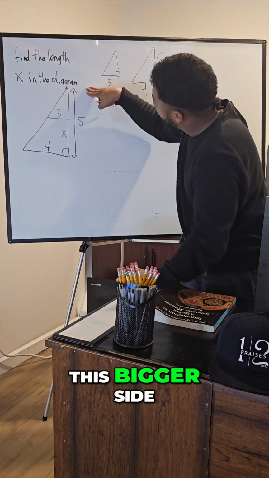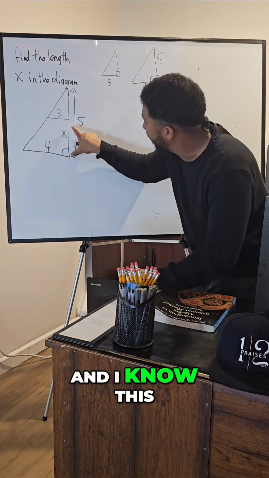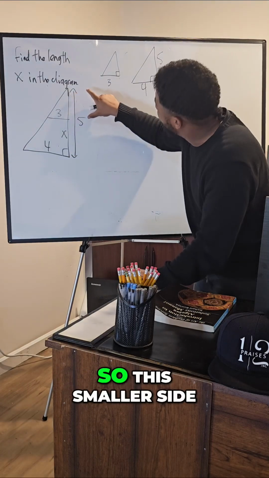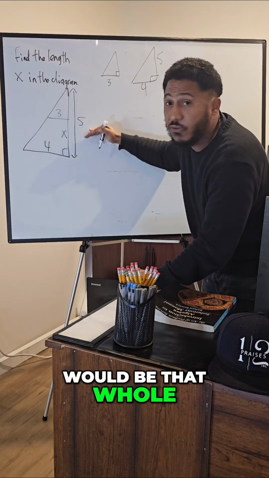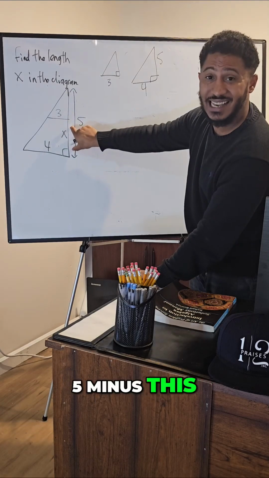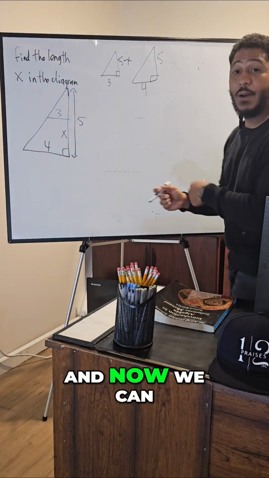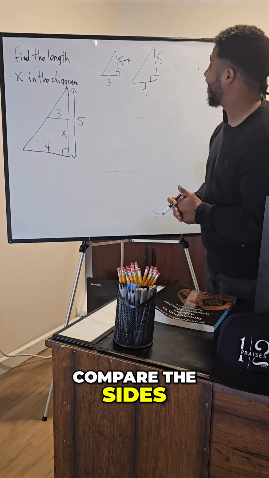So we see if this bigger side is 5, and I know this little piece is x, then this would have to be the difference of those. So this smaller side would be that whole 5 minus this x. So we write that as 5 minus x. Smaller triangle, big triangle.